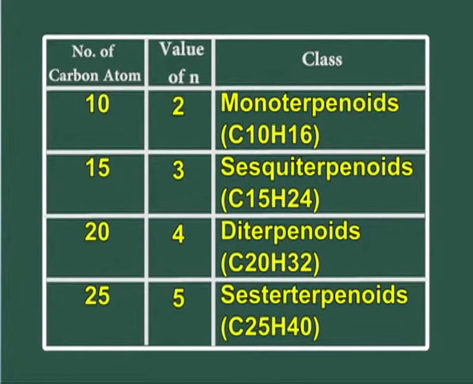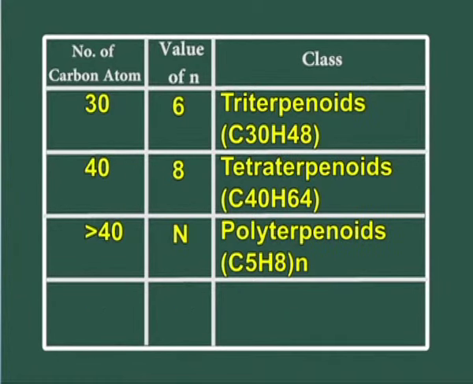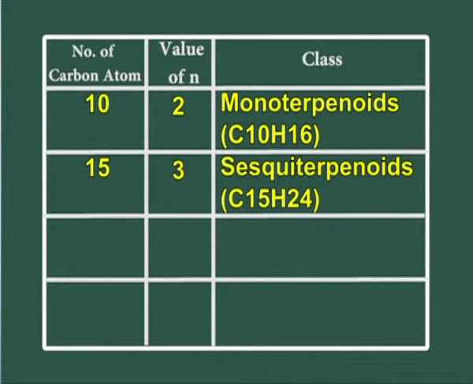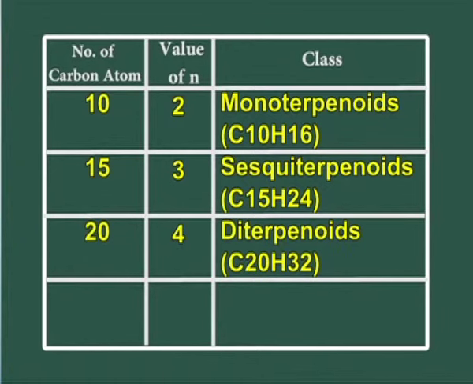On the basis of the value of n, or number of carbon atoms, terpenoids are classified as monoterpenoid, sesquiterpenoid, diterpenoid, sesterterpenoid, triterpenoid, tetraterpenoid and polyterpenoid. Monoterpenoids contain a total of 10 carbon atoms and 2 isoprene units, while sesquiterpenoids contain 15 carbon atoms and 3 units of isoprene. Diterpenoids contain 20 carbon atoms and 4 units of isoprene.